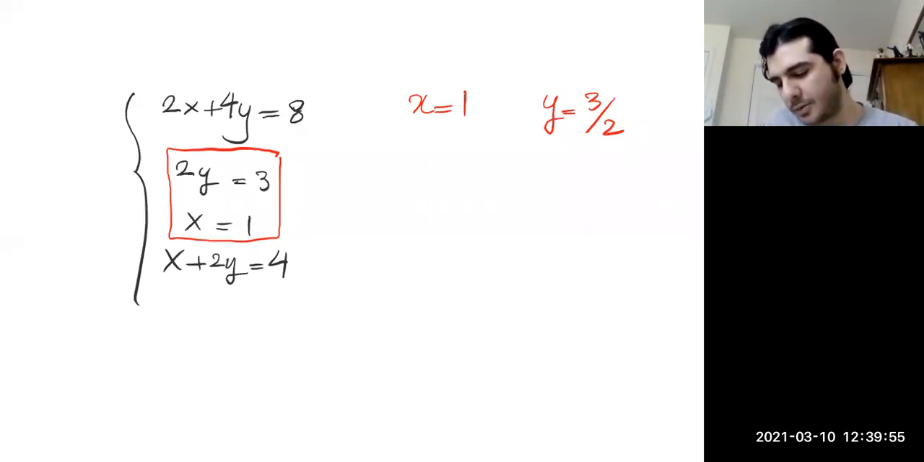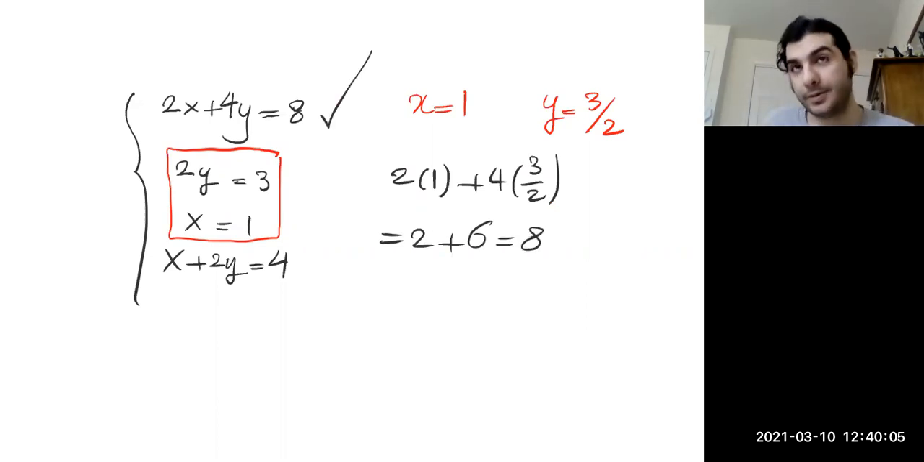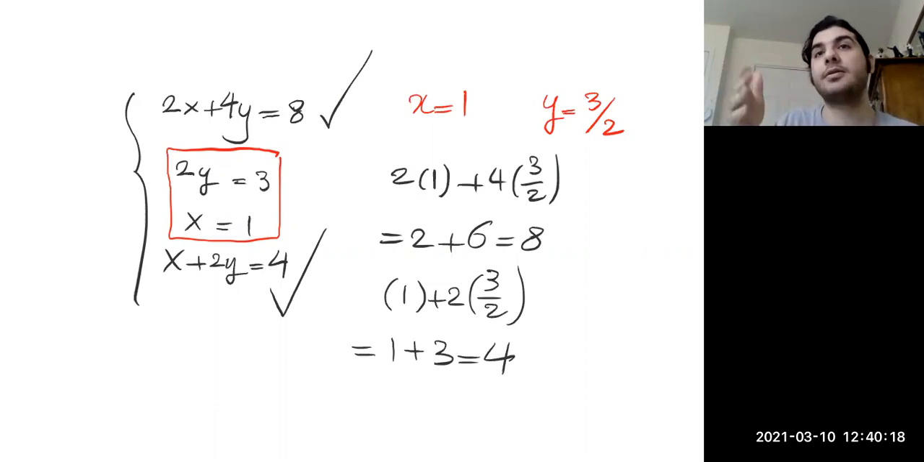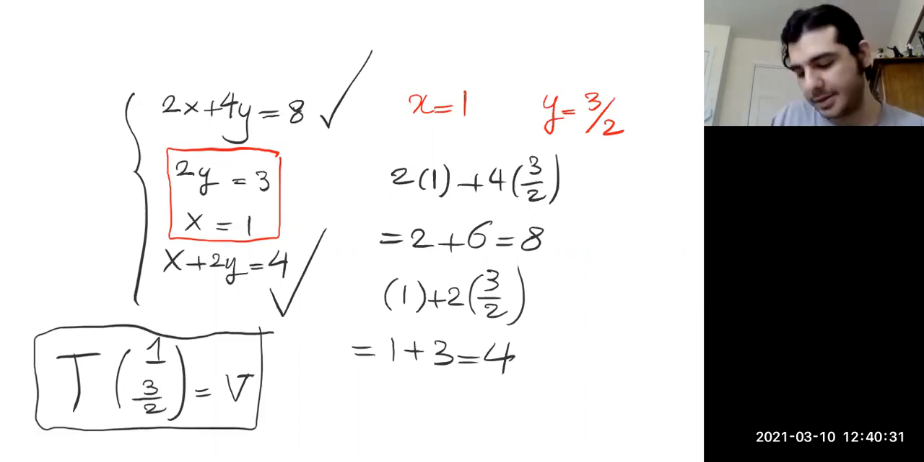So let's say 2 times 1 plus 4 times y, 3/2, is equal to 2 plus 6, which is equal to 8. Yes, the first equation holds. x plus 2y equals 4. x is 1 plus 2 times y, 3/2, is equal to 1 plus 3. It's equal to 4. Yeah, the last equation also holds. So x equals 1 and y equals 3/2. That's a point which T of that is equal to that given vector v. So the answer is yes.